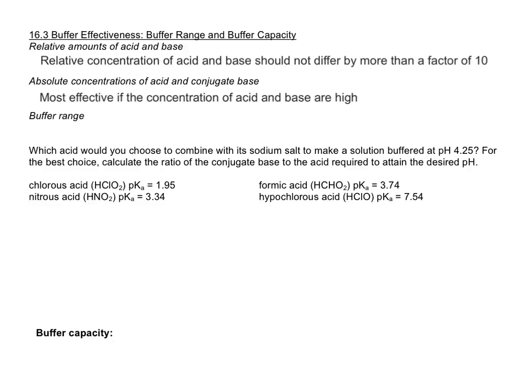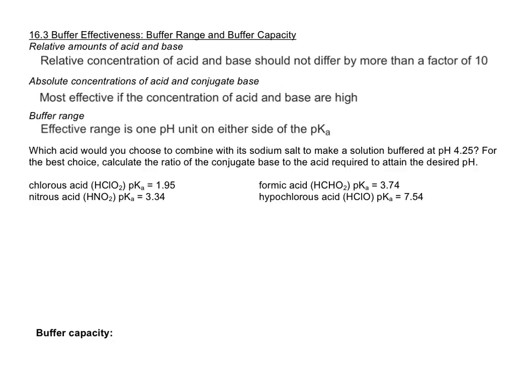All right, and then the final factor is the buffer range. So if you notice, all of the ones we did the calculations for, they were pretty close to the pKa value that we calculated. And so in order for a buffer to be effective, the pH that we're trying to achieve has to be within 1 pH unit on either side of the pKa. So if the pKa is 5, we could make a buffer with that acid and conjugate base that was between 4 and 6, but not any lower than that or any higher than that, because it wouldn't be effective.